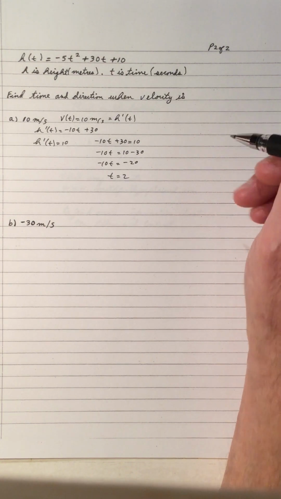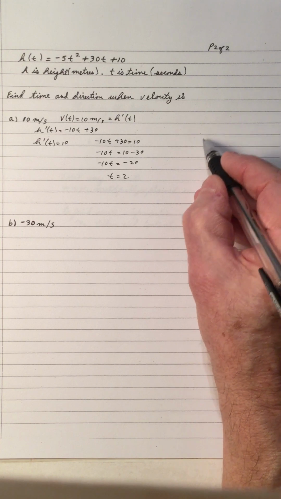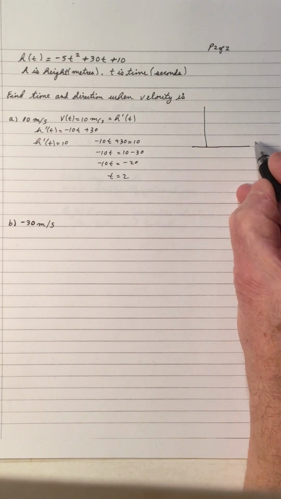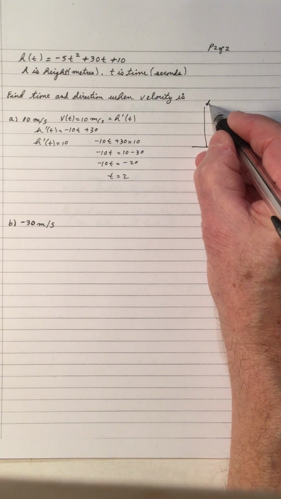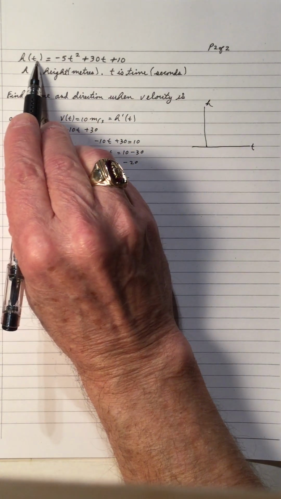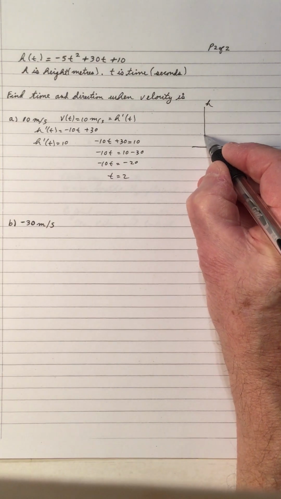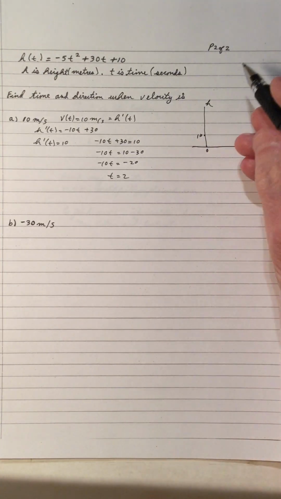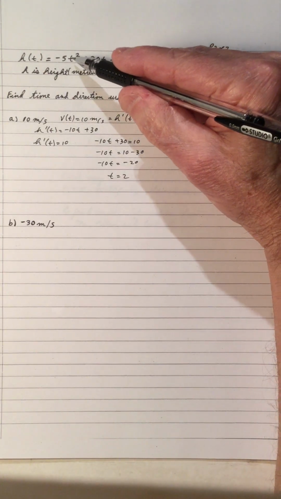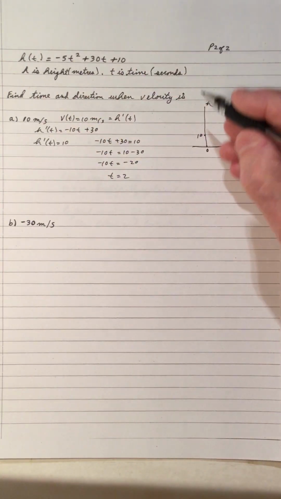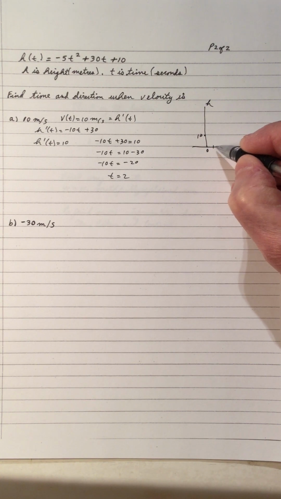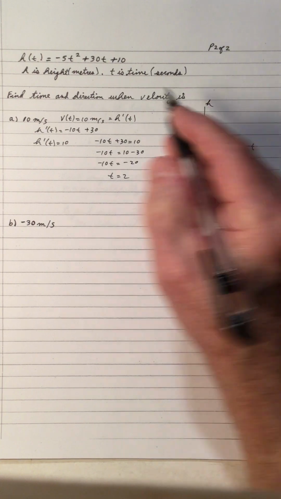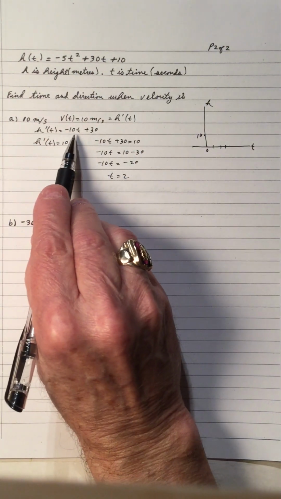Now, let me draw a graph of this height. So we have a graph, and we have time and height. When time is 0, the height is 10. So let's say this is 0 time and the height is 10. That means the object will leave here, and in 1 second, 2 seconds, etc., will go up in the air.